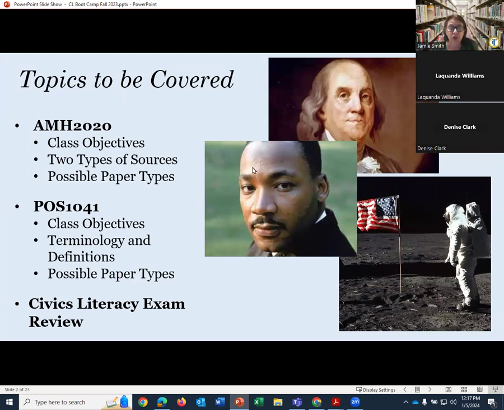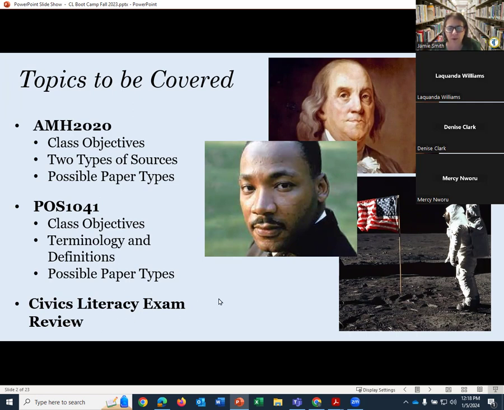So the first slide is just, this is what we're going to go over today. We're going to look at the class objective, and for AMH, we're looking at two types of sources, but you also use these primary and secondary sources in political science. So we didn't put it under both because it would be redundant. And then possible paper types. So the types of paper you might do in AMH are a bit different than political science. Then we'll look at the class objectives, terminology and definitions, because that can be one of your papers, and possible paper types. And then we'll talk a little bit about civic literacy exam.